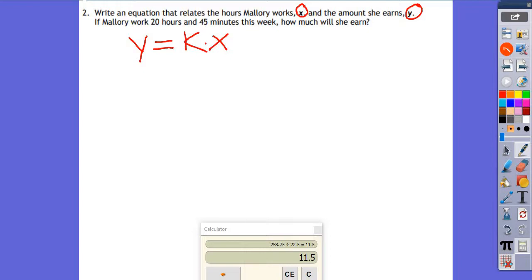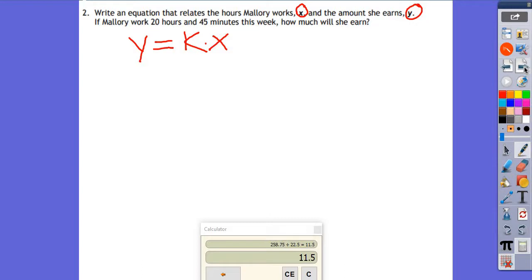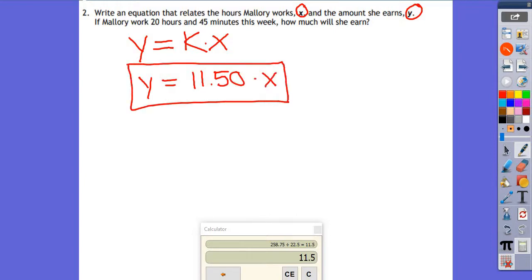I need to know what that K value is. Problem 1, we found the K. What was my K? 11.50 per hour. So I can write my equation. There's my equation. I knew what K was. Now if I knew how many hours I worked, I can plug it in for X and calculate it. Do it again, because y'all been doing it both ways.